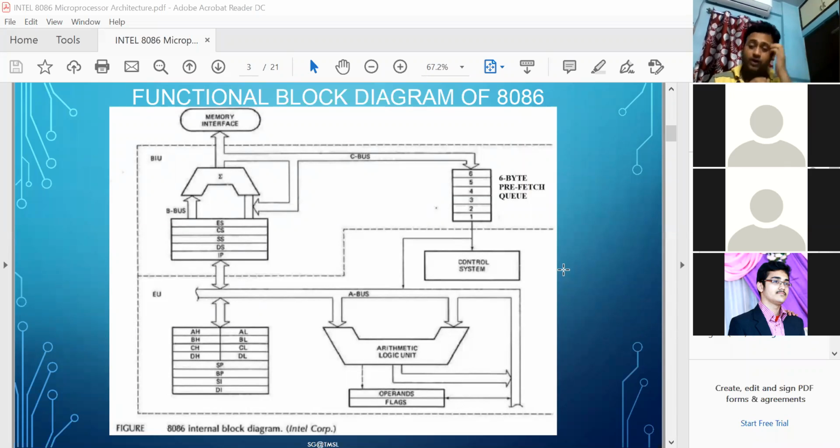Because for storing the instructions, one segment has been specified. For storing the data, another segment has been initialized. For operating the stack, or to store structured data, you have the stack memory location, which is initialized in another segment. Individually, these segments can be initialized anywhere within the 1 MB memory space.